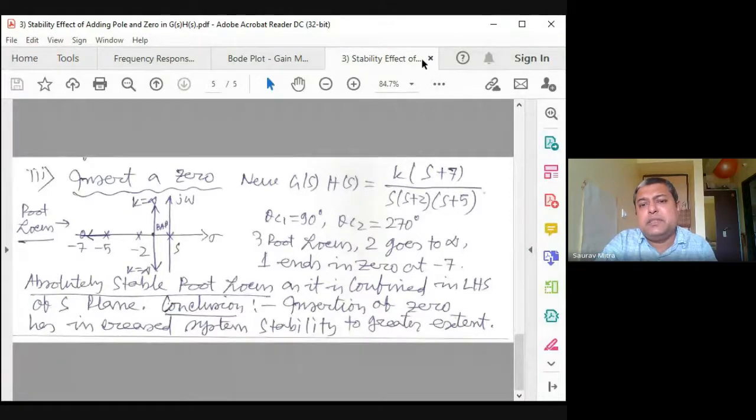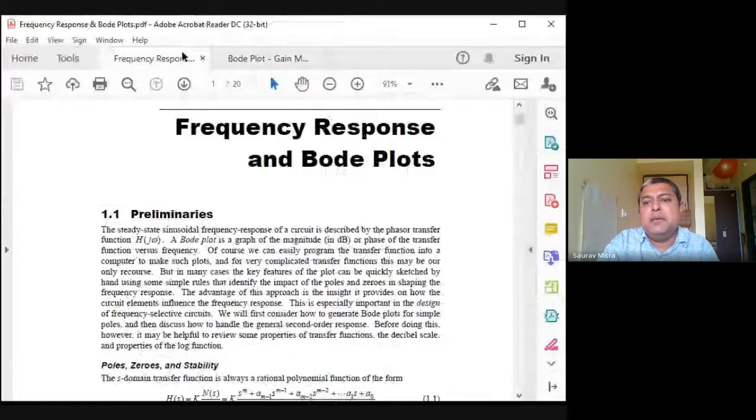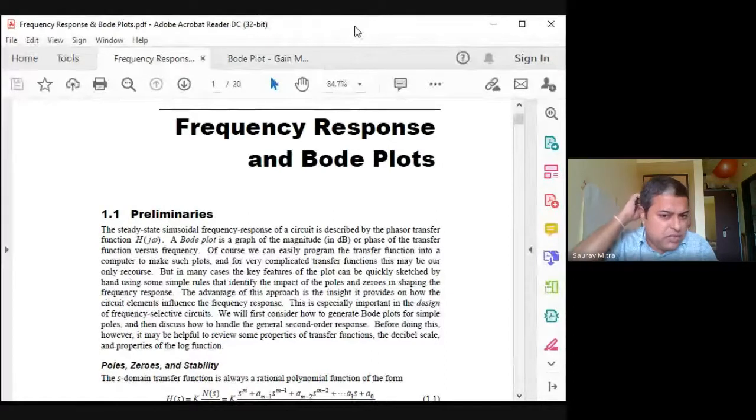Now I am starting with the frequency response of a system. Frequency response of a system by using Bode plot. So let us enter the Bode plot topic, and what we are trying to find is actually system stability. So how can we find system stability by Bode plot? That I am trying to show you, and how the Bode plot looks like.